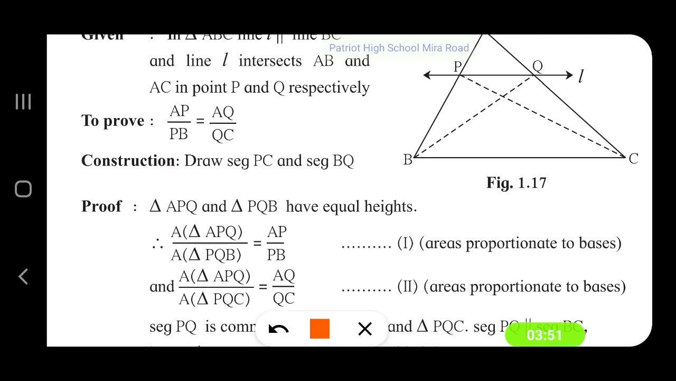Now what we have to prove is AP upon PB is equal to AQ upon QC. We have AP upon PB over here, and we have AQ upon QC over here. We have to prove that both are equal. But on the left hand side we see that area triangle APQ is common in the numerator, but the denominator is different. In the denominator we have area triangle PBQ and area triangle PQC.